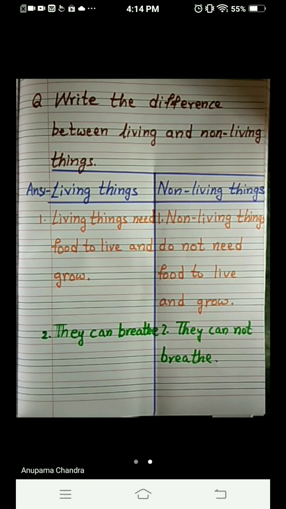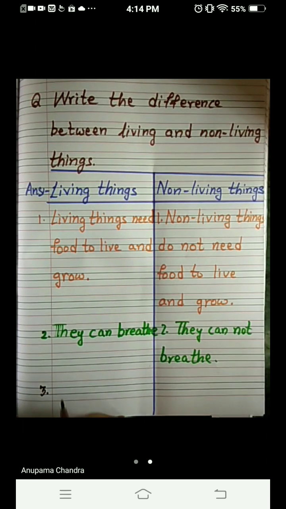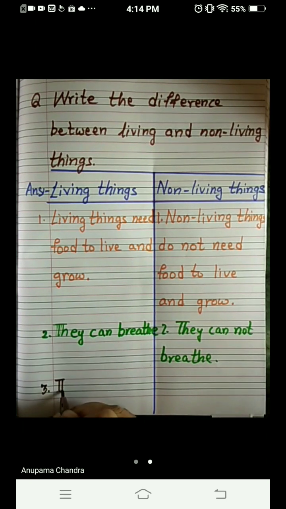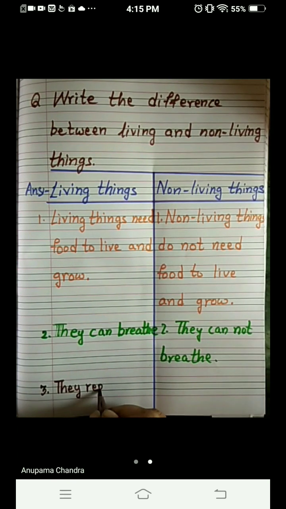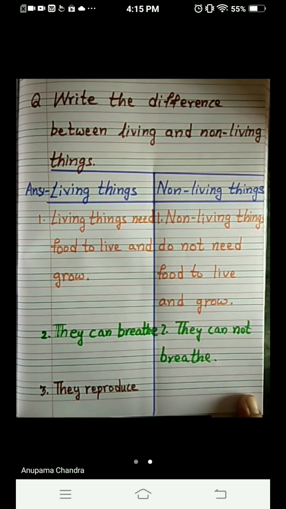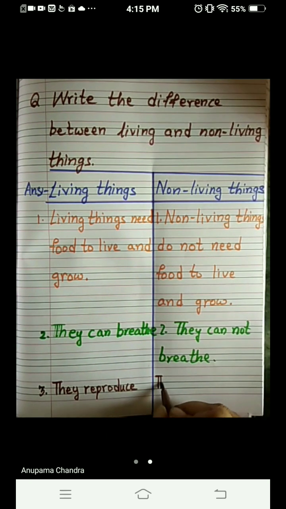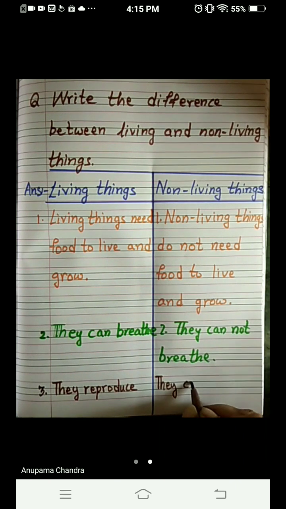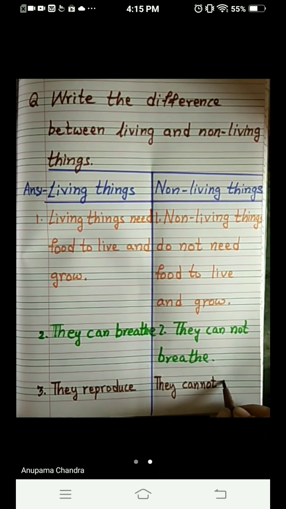Next one, number 3, for living things, they reproduce. That is, they give birth to the young ones. And what about non-living things? They cannot reproduce.